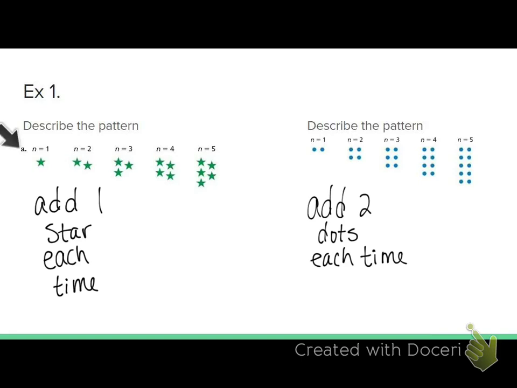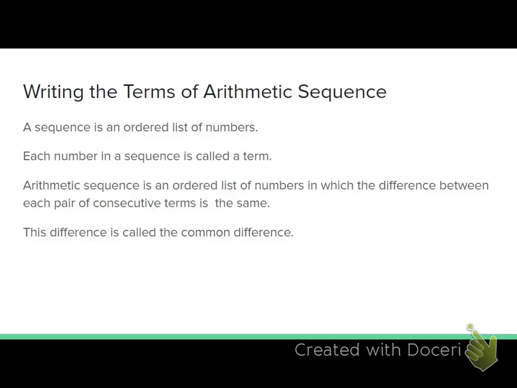Now, you might notice these ends up here on the first one, they correspond to how many stars we have. That's kind of a coincidence. It does not always happen that way. For example, on the second one, when we have n equals 3, we actually have 6 dots. So these n's we consider to be like a position or an instance for these problems. All right, let's get into the actual notes for this.